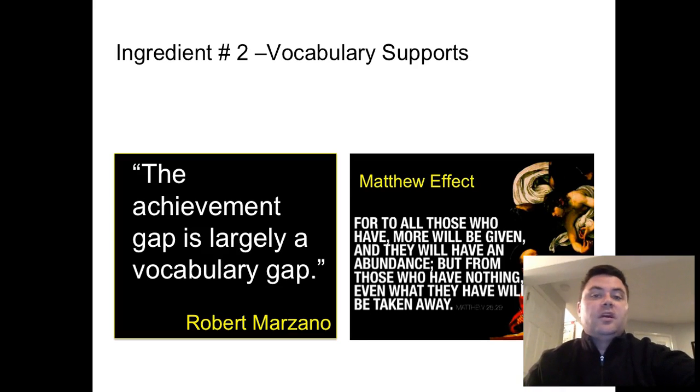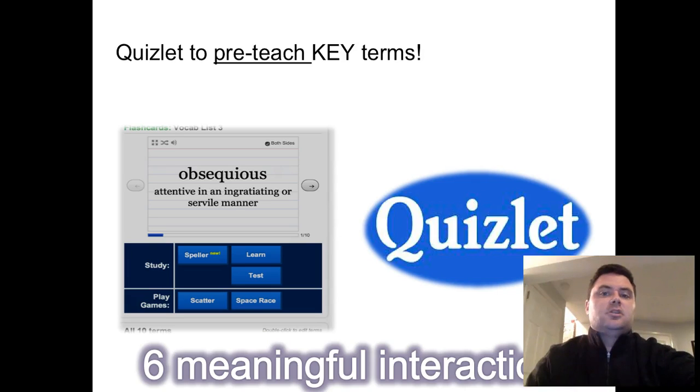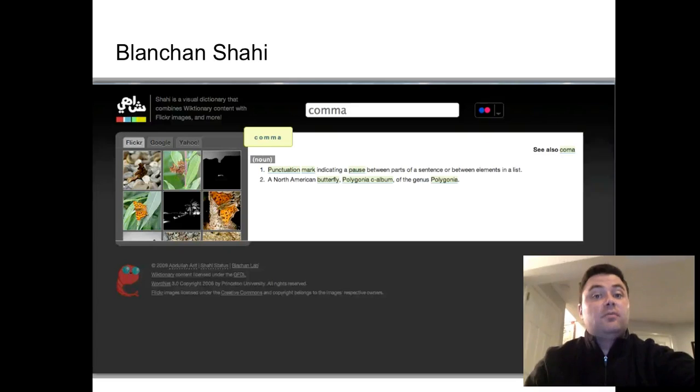I also looked for other barriers, high probability barriers that could occur in my lesson, such as vocab. See, Quizlet is the perfect tool to pre-teach vocab terms, but students need 6 meaningful ways to interact with terms in order to fully understand them, according to Marzano. So having them interact with those terms in different ways through Quizlet was perfect.